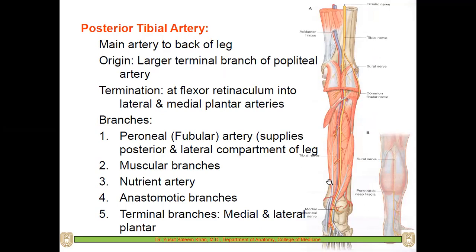Now coming to the posterior tibial artery, that is the larger branch from the popliteal artery. So here is the posterior tibial artery. This is the popliteal artery. It continues as the posterior tibial artery. So this is the main artery of the back of the leg. This is the back of the leg, and this is the main artery.